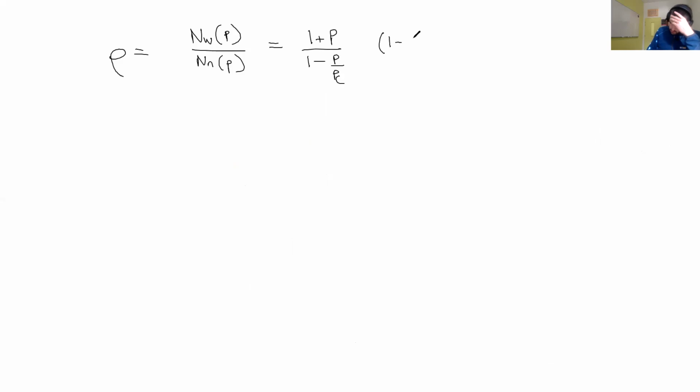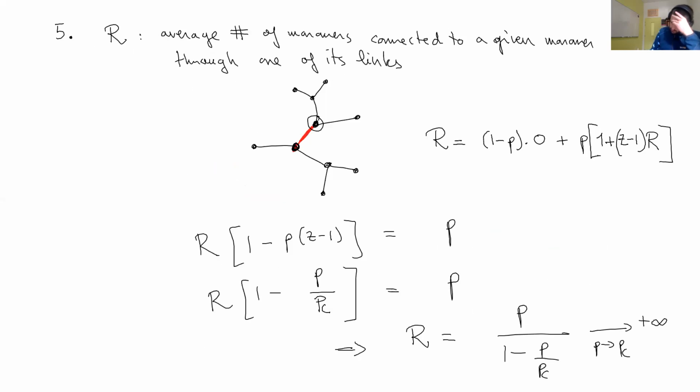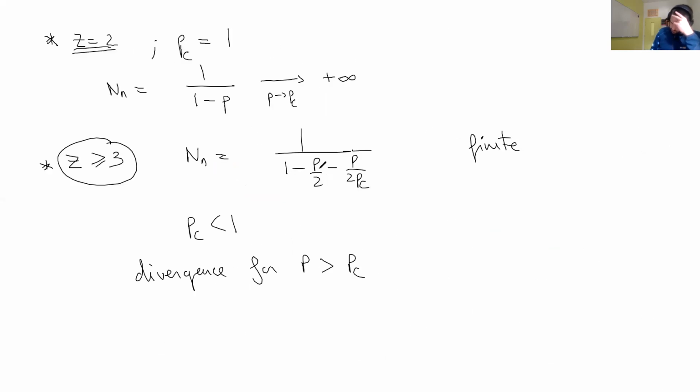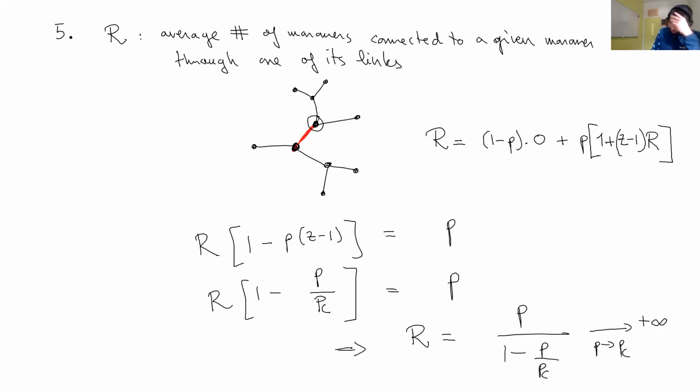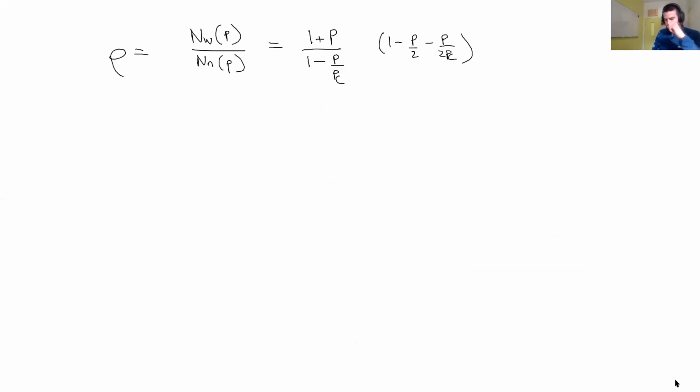1 minus P over 2 minus P over 2 PC, right? 1 minus P over 2 PC, yeah. And so when Z is equal to 2, both quantities diverge, so there might be a cancellation, or I mean a finite ratio. Let's examine that, it's not clear yet.